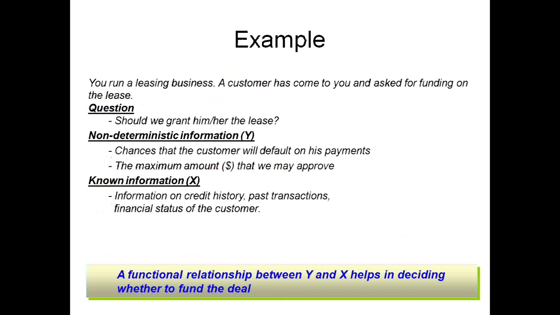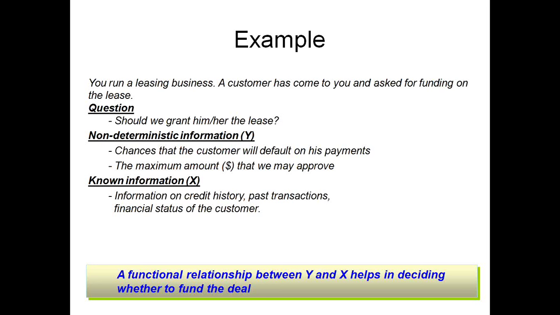Example. You run a leasing business. A customer has come to you and asked for funding for a lease. Question: should we grant him or her the lease? So the answer could be yes or no. What kind of regression technique would be there, we'll discuss. Non-deterministic Y: chances that the customer will default on his payments, and the maximum amount that we may approve.